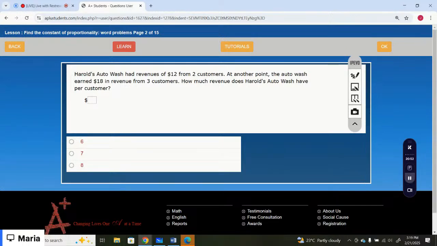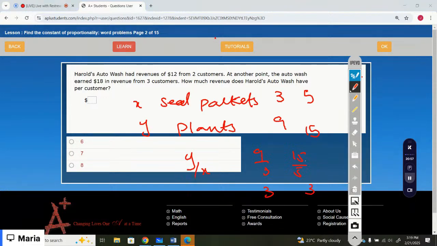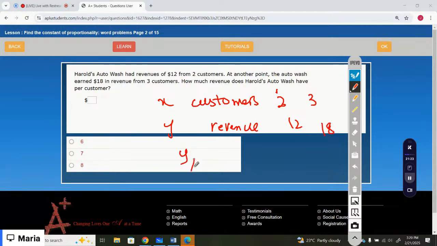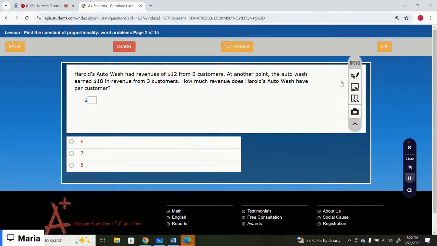So you have to calculate the constant of proportionality. X is the customers, you have 2 customers and the revenue is $12. Then you have 3 customers and $18. You have to calculate y by x. 12 by 2 is 6 and 18 by 3 is 6. So the correct option is option number 1, that is 6.